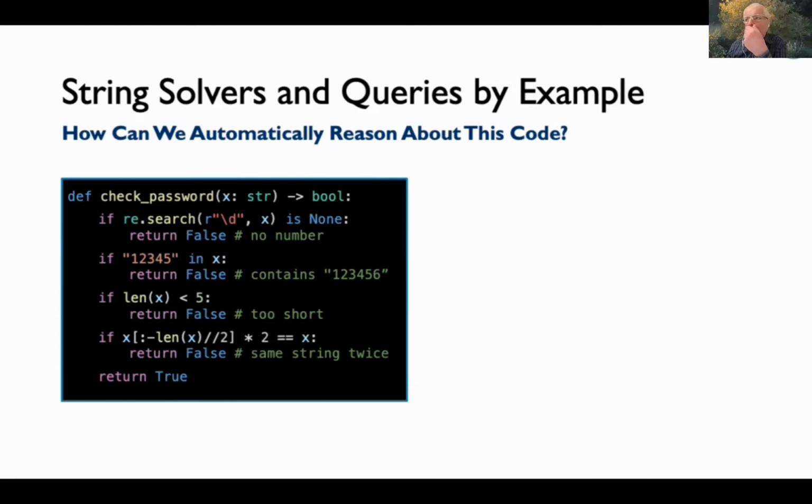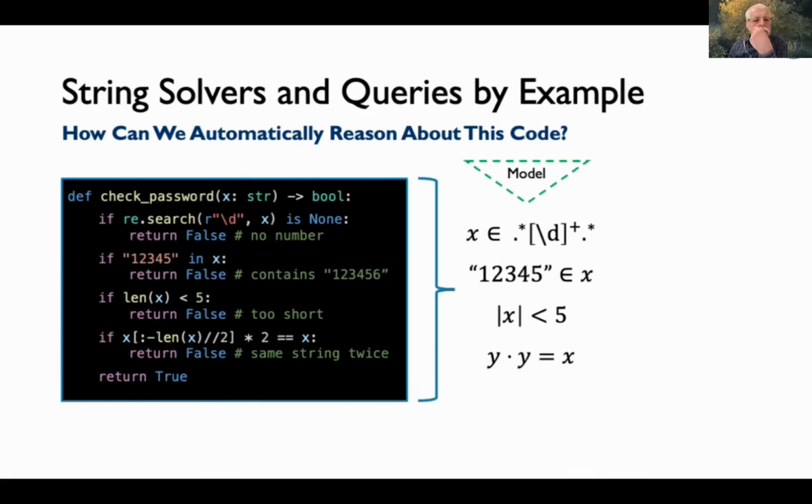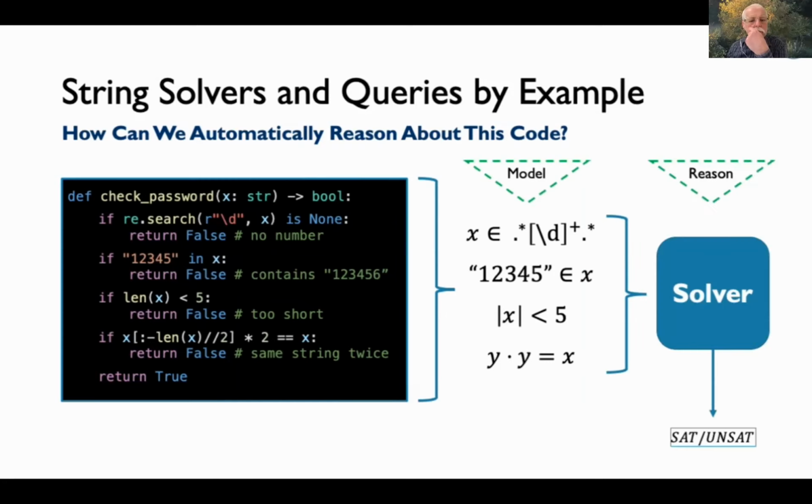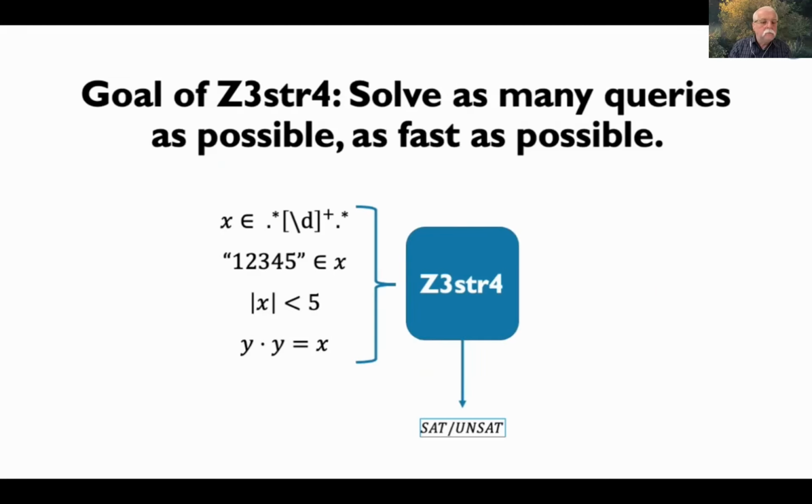So specifically, we could do something like take this piece of code on the screen and model it in first order logic modulo the theory of strings, like what we have done on the right here. Then we can take this logical model and give it to a string solver, like Z3str4, to automatically reason about the model. For example, we could use this to find bugs, maybe verify that there are no bugs, or for this toy example, maybe we could generate a password that satisfies all these constraints. And that's exactly what we'll talk about today.